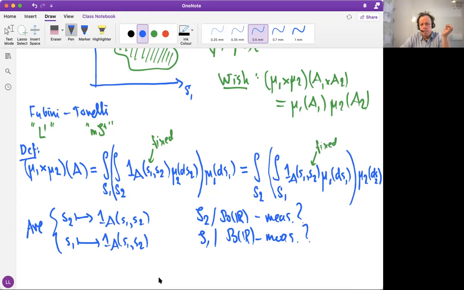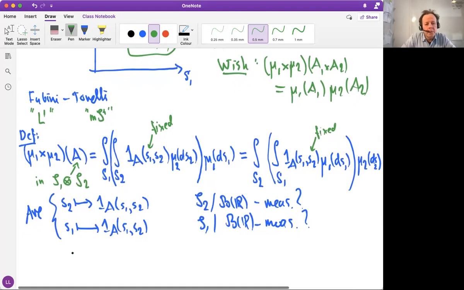And what should we say about this? It depends on the set A. So what do we assume about set A? We assume that A belongs to, we want to construct a measure in the product sigma algebra S1, S2. So then we assume that A is there.